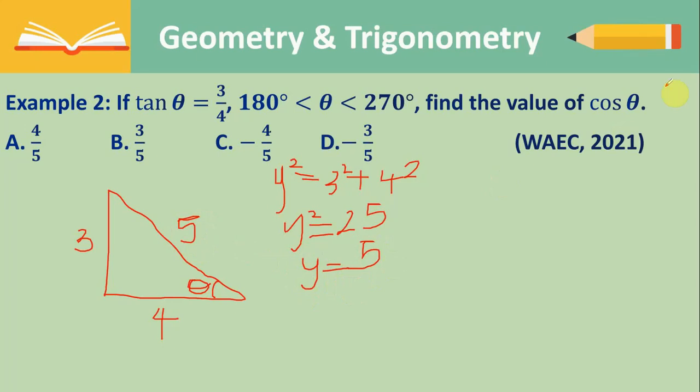So now, after you have gotten your hypotenuse, what you have to find is simple. You have to find cos theta. Cos theta is adjacent over hypotenuse. What is adjacent over hypotenuse? The adjacent is 4 over hypotenuse. That is 4 over 5, and that will be option A. I hope you are getting me right. If so, let's move on.